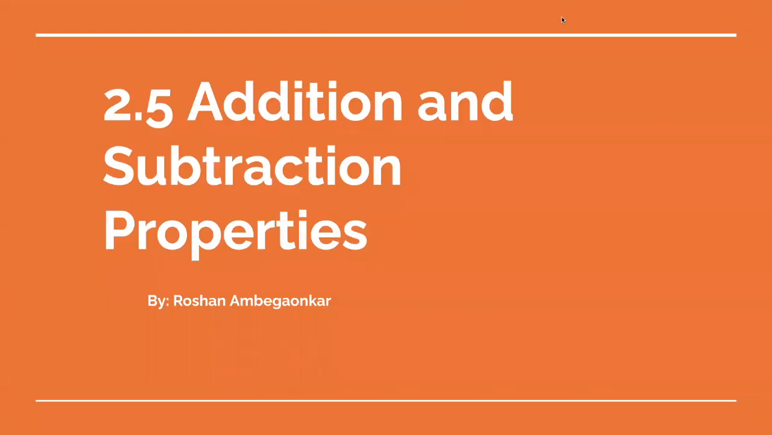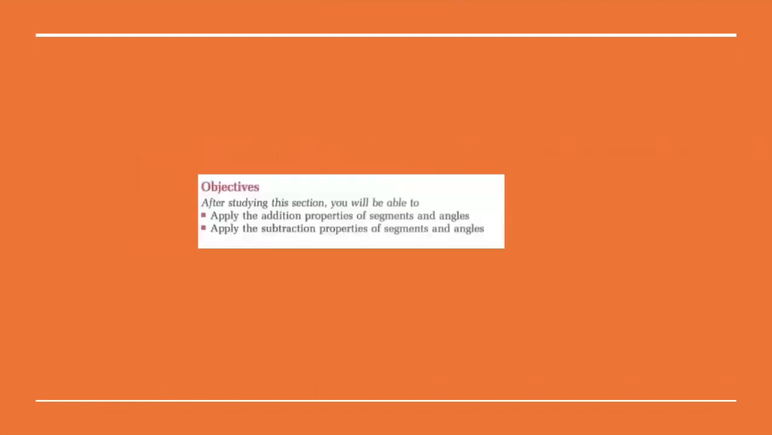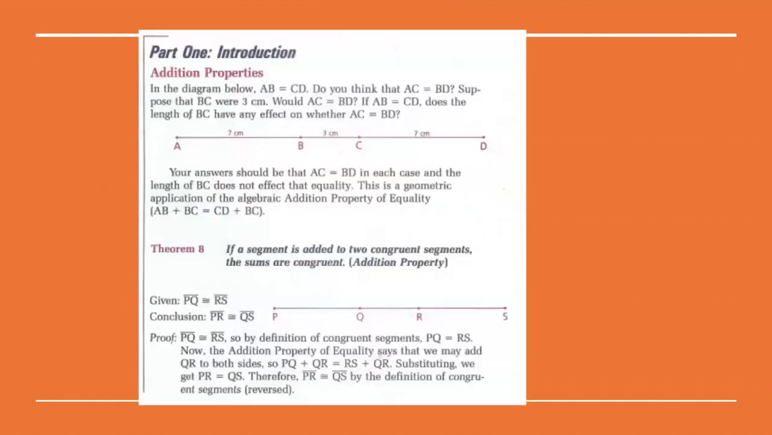Section 2.5, Addition and Subtraction Properties. The objective of this section is to apply the addition properties and subtraction properties of segments and angles. In the diagram below, AB is equal to CD. Some questions we need to ask are, is AC equal to BD? And if we supposed that BC is 3 centimeters, would AC be equal to BD?